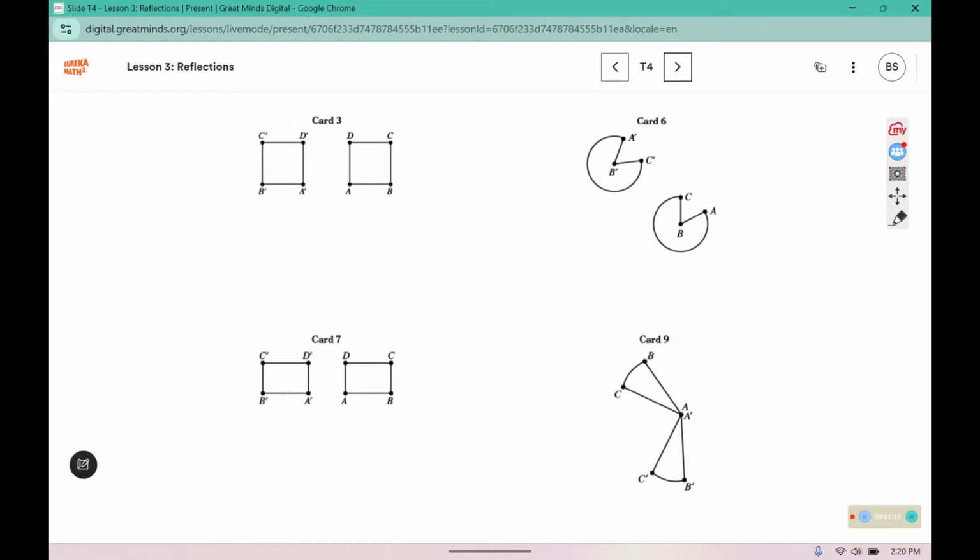But cards 3, 6, 7, and 9, if you were to slide this, point C would be up here, but it's on this section. If we were to slide this over, this would say D prime, and this one would say C prime. Here I would have A and B. So these aren't just translations. These all require reflections. So this group, 3, 6, 7, and 9, all require reflections.